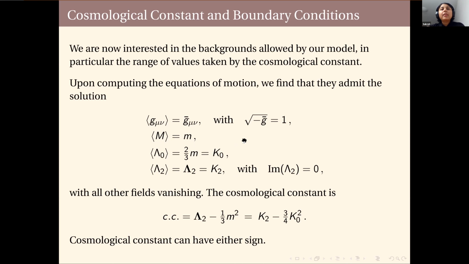So if we look at the equations of motion, we find that the cosmological constant is given by this expression here. And these constants K2 and K0, which were initially used in the boundary conditions, are arbitrary. And so this expression can be either negative or positive. It can also be 0. So here we see that this theory allows for de Sitter solutions. Now, this is quite interesting.